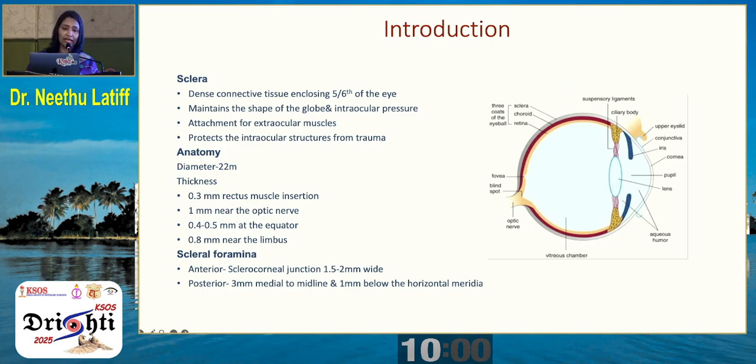The sclera is a dense connective tissue enclosing 5/6 of the eye, maintains the shape of the globe and the intraocular pressure. It's where the extraocular muscles are attached, and it protects the intraocular structures from trivial trauma. It is thinnest at the rectus muscle insertion, 0.3 millimeter, and thickest near the optic nerve. It has two foramina, the anterior sclerocorneal junction, which is 1.5 to 2 millimeter wide, and the posterior.